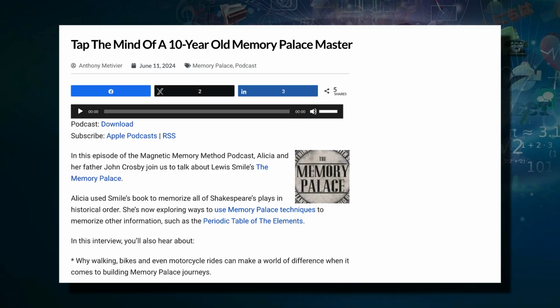You can look at Ed Cook's Remember. That's another example of, at least in my memory, authors supplying a kind of memory palace for you. Lewis Smile, for example. Some people have really taken to Lewis Smile's book. We heard on the Magnetic Memory Method podcast from Alicia Crosby. She was 10 at the time, I believe, and she was on there with her father, and we were talking about having used the Lewis Smile book. Alicia also talks about how she used Minecraft for memory palaces. Not a book of Minecraft, I don't think, but the actual game or software itself.